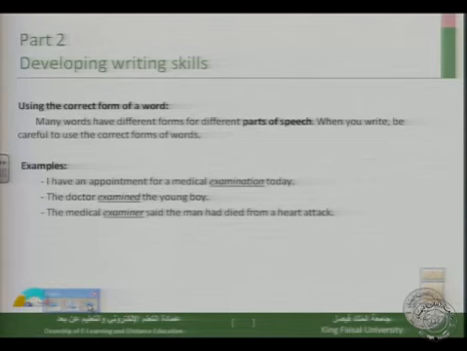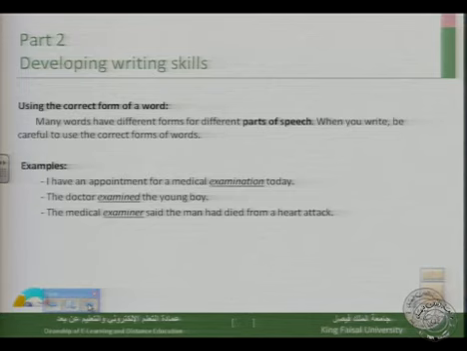In fact, we can classify words into different parts of speech. For example, we can have nouns, verbs, adjectives, or adverbs. And in each sentence, we have to know when to use the noun, and when to use the verb, and when to use the adjective or the adverb. So every part of speech has its own use in the sentence. We will look at some examples.